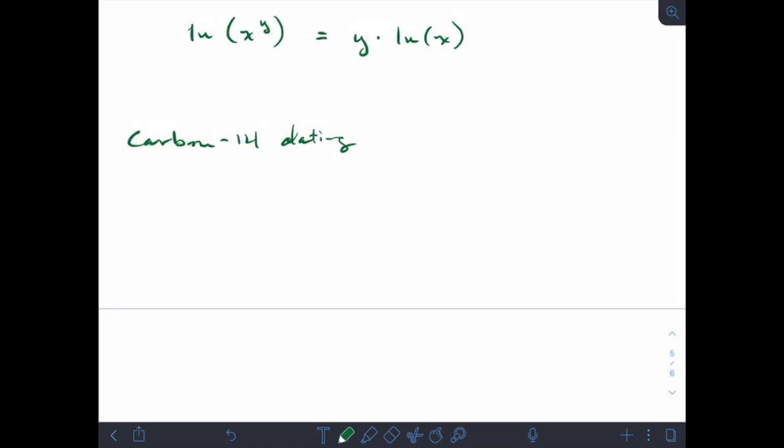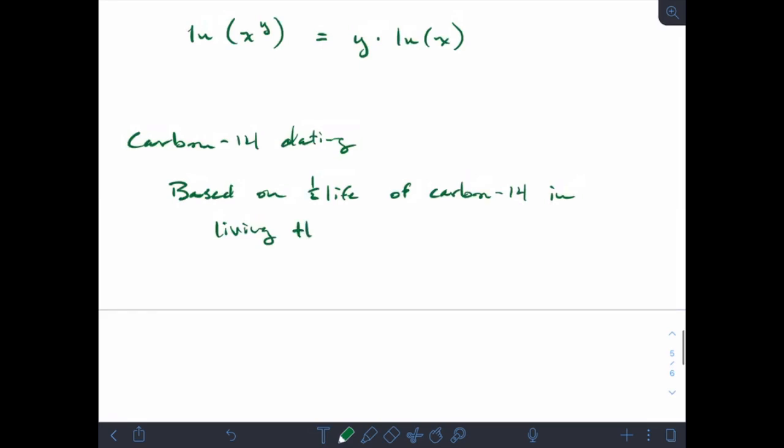So carbon-14 dating is based on the half-life of carbon-14 in living things. All living things contain a replenished amount of carbon-14. While things are alive, they have a standard amount of carbon-14 because we get it from our environment all the time that we are alive. But when something dies, the rate of disintegration changes.